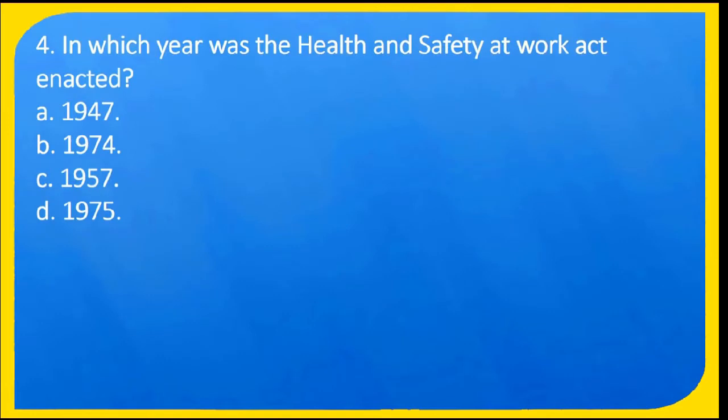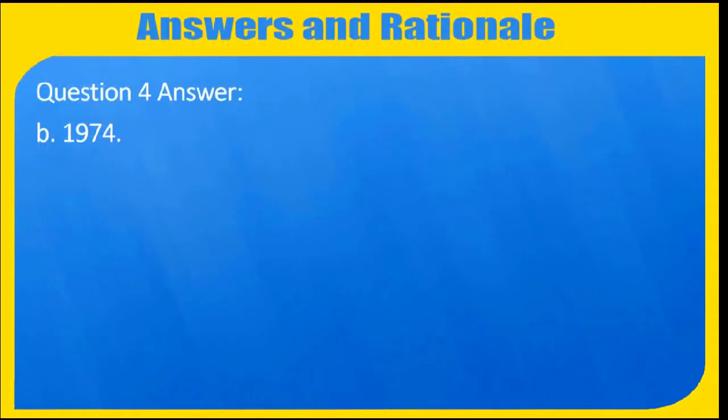Question 4. In which year was the Health and Safety at Work Act enacted? A. 1947. B. 1974. C. 1957. D. 1975. Question 4 answer, B. 1974.